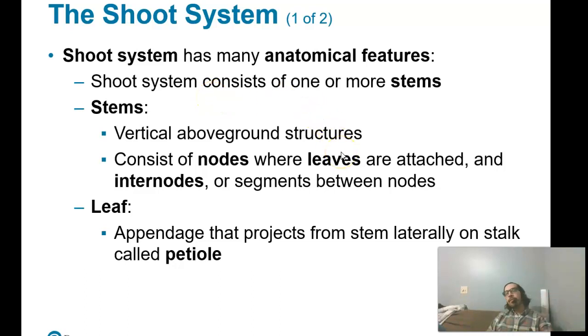So moving on to the shoot system, the shoot system also has many anatomical features. So it has the stems, which are the vertical above ground structures, and those consist of the nodes where the leaves attach and the internodes. That's just the space between the nodes. And you have the leaf, which is the photosynthetic organ, okay? And those are attached by a stalk called the petiole.